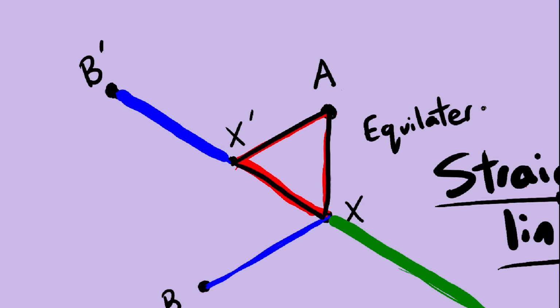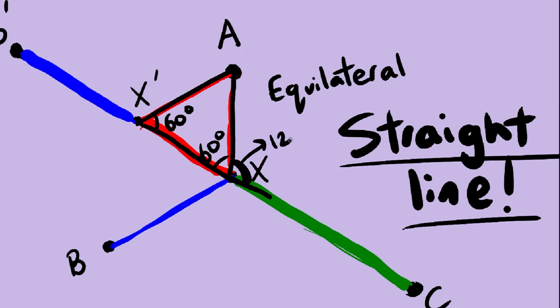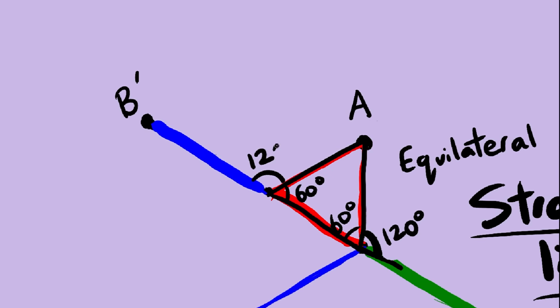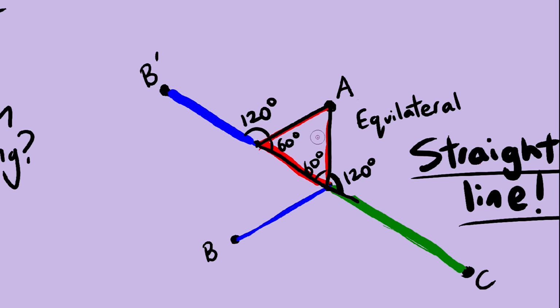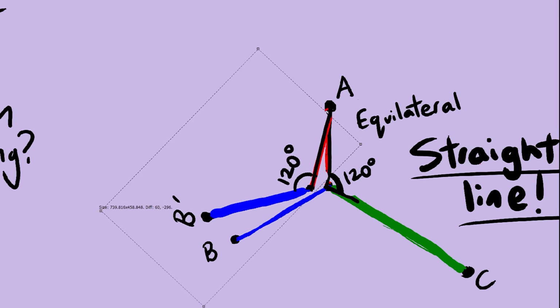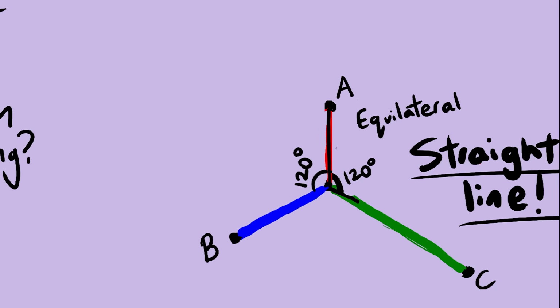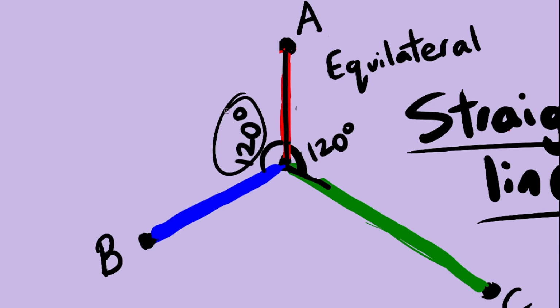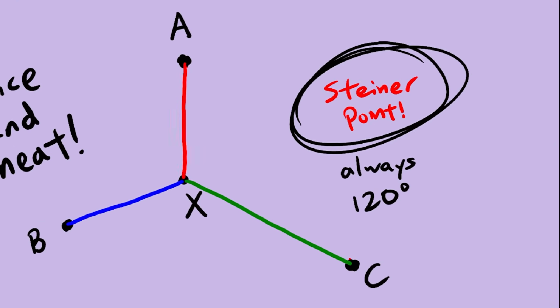Since this is an equilateral triangle, all 3 angles are 60 degrees. Therefore, this angle here is 120 degrees, since this is a straight line. Similarly, this angle over here is also 120 degrees. Now, if we rotate this part of the diagram 60 degrees counterclockwise, it goes back to how it was originally. But now we know that these 2 angles are both 120 degrees, and therefore the third one must be as well. We are done. So now we've finished the proof for 3 main points.